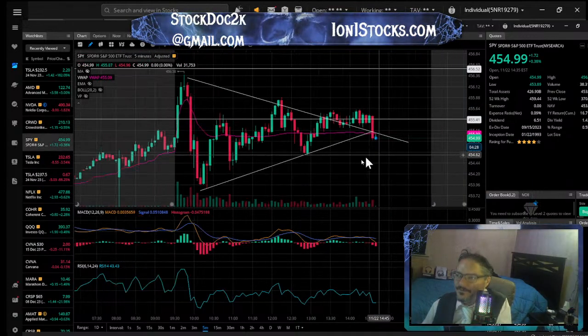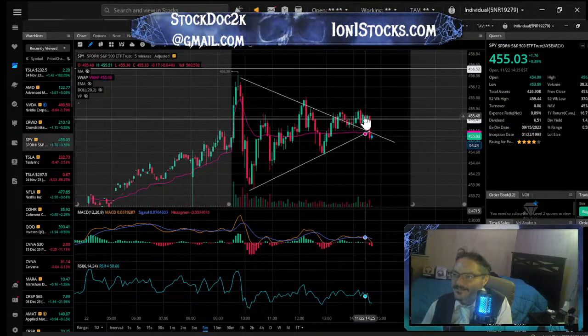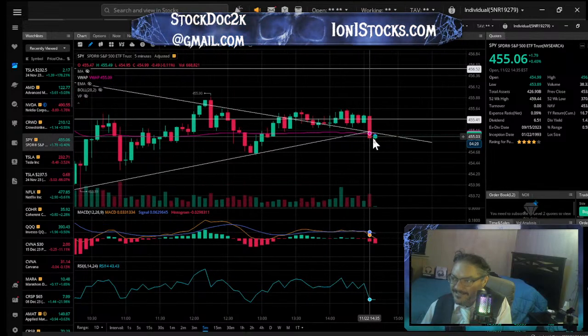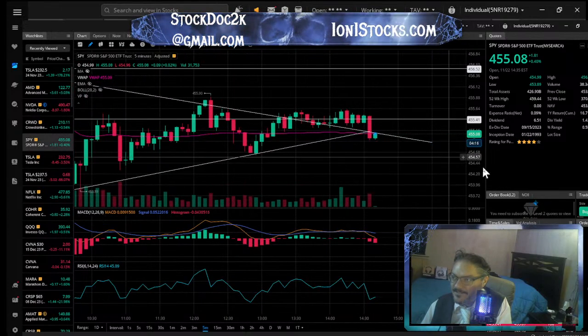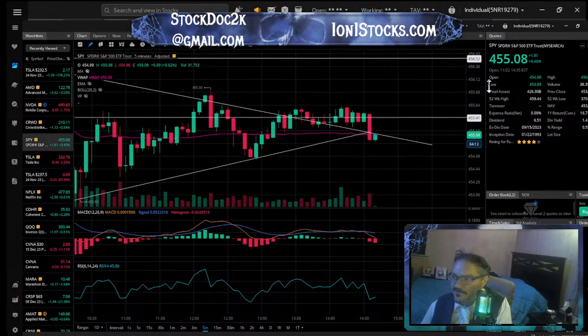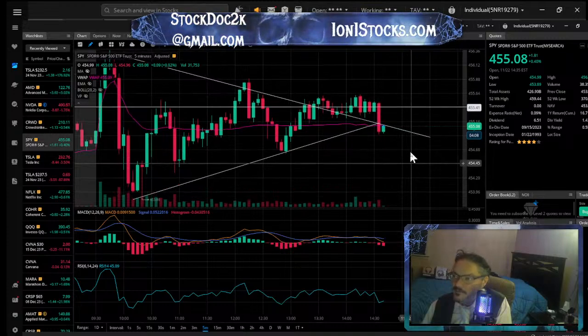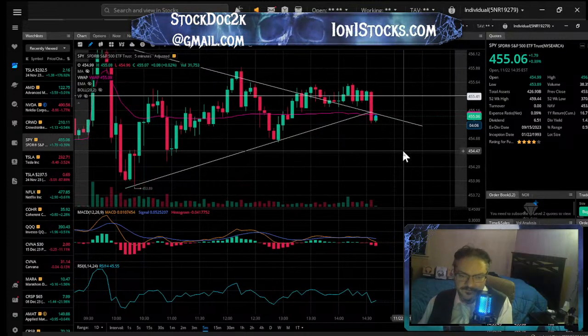All right, so this is the triangle we had mapped out. We broke above it, retested it. This level won out. Now we're retesting the VWAP. We broke it, and we're coming back, and we're testing it for more down. I would really appreciate a flush into close on the SPY. That would more than make up for the calls that I left.